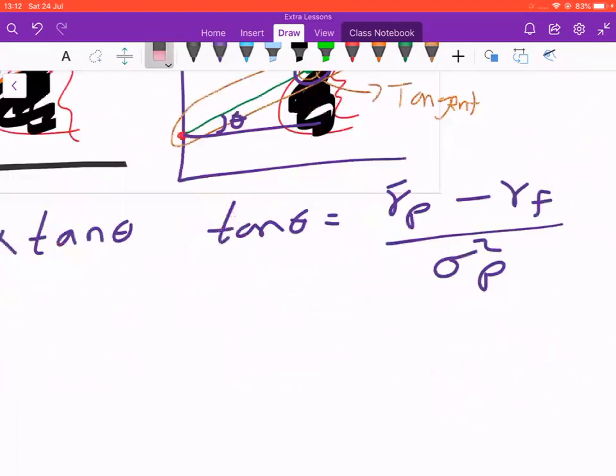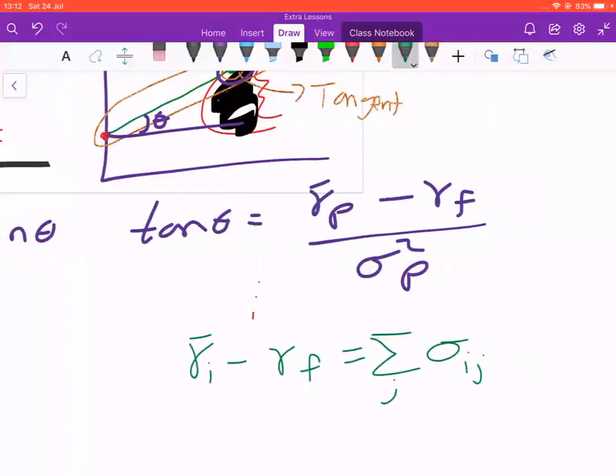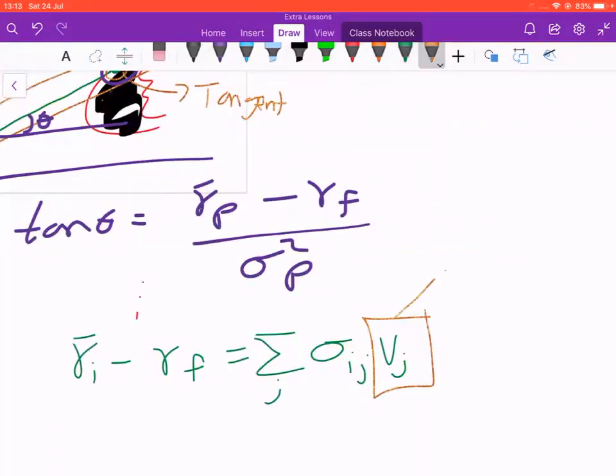Then you simplify it until this equation looks something like this: the return of an asset minus the risk-free rate equals the sum of the covariance matrix, in terms of j, times the weight. This is the weight of an asset, or you can say it's an unnormalized weight.